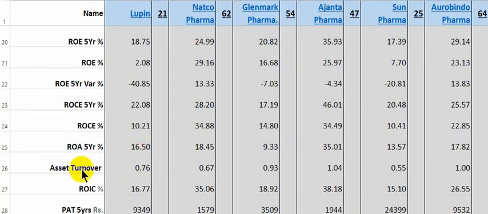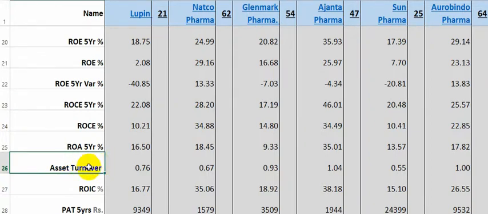Now let us look at the asset turnover. This ratio helps us understand how well the company has turned around its assets to generate sales, or how many times the sales was compared to the assets that the company owned. Now this particular ratio measures the total balance sheet size to its sales.